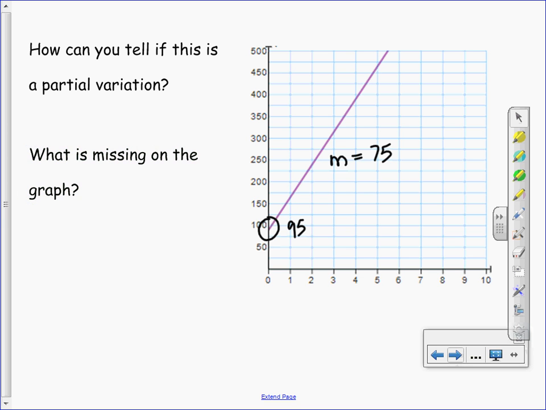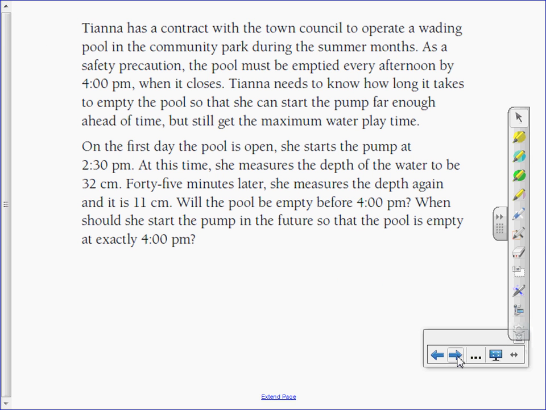What's missing on this graph? Well, I don't label my axes for some reason. I must have got lazy, and I don't have a title. Make sure we have those.